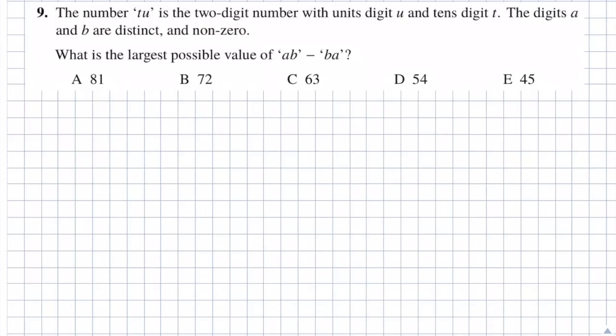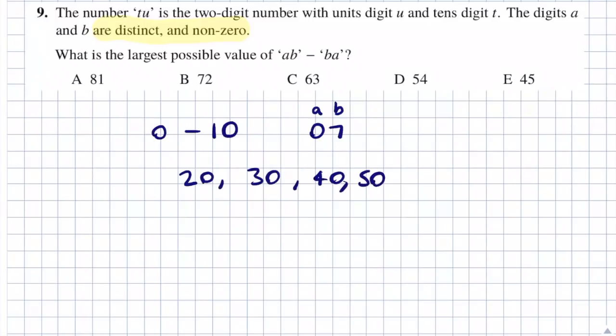Okay, so the key to this question is that A and B are distinct and non-zero. So what that means is we can't have any values between 0 and 10. Let's say the number 7, well, that would mean that A would have to be 0 and B would have to be 7, but A and B cannot be 0. We can't have the numbers, say, 20, 30, 40, 50, etc. We can't have any 10s because the units digit has a 0 in it.